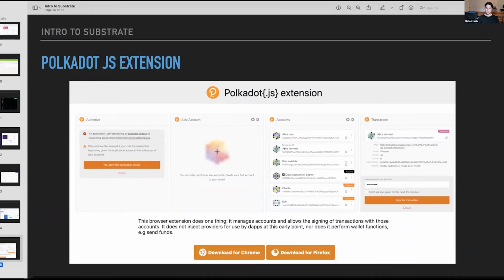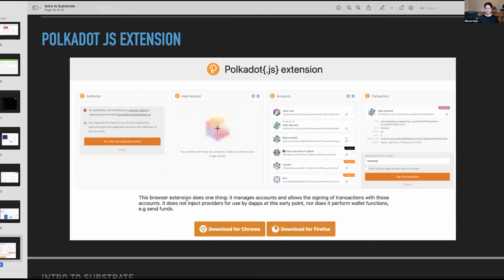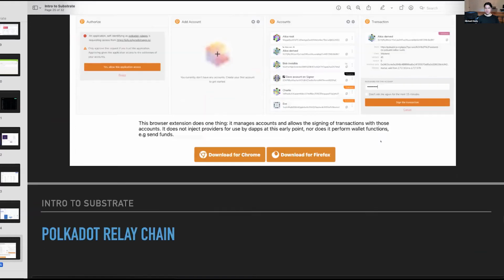Polkadot JS extension, this is super important. This is what you typically use to interact with Polkadot-based applications. As mentioned here, it's a browser extension. It does one thing: manages accounts, and you can sign transactions. You can see some of the different accounts here. On the right is where you write in your password when you submit a transaction.